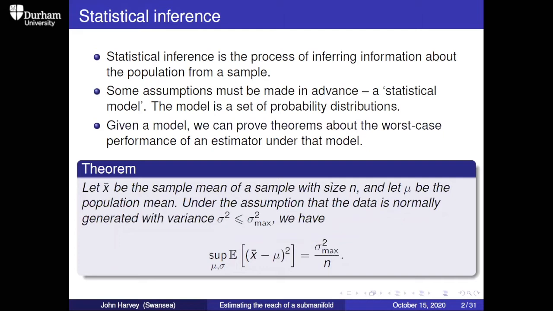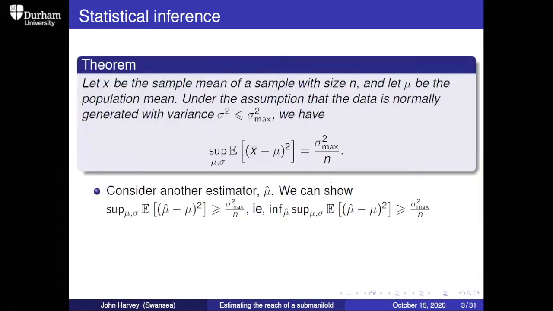If you put some kind of constraint, say that the model is going to be normal distributions, but with variance no greater than sigma max squared, then that allows you to say that no matter which distribution you've got, no matter what mean mu, no matter what variance sigma squared you have, the expected squared error will never be greater than sigma max squared divided by n. So that's a first year undergraduate result.